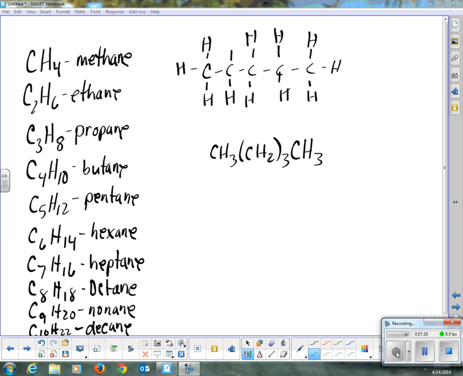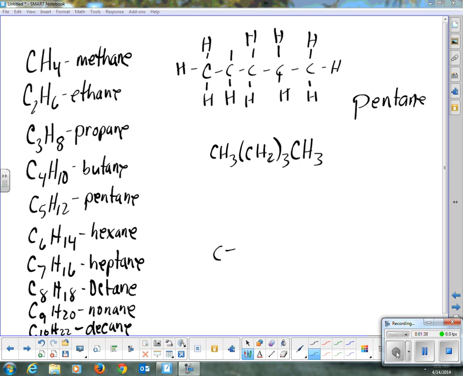Since there are 5 carbons here, let me count again. Yeah, there are 5 carbons. So 5 carbons would be pentane, and that's what I would name it. It has a single bond, so it's an ANE ending.